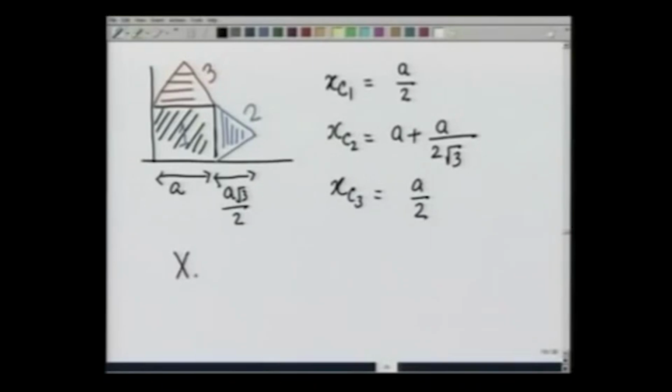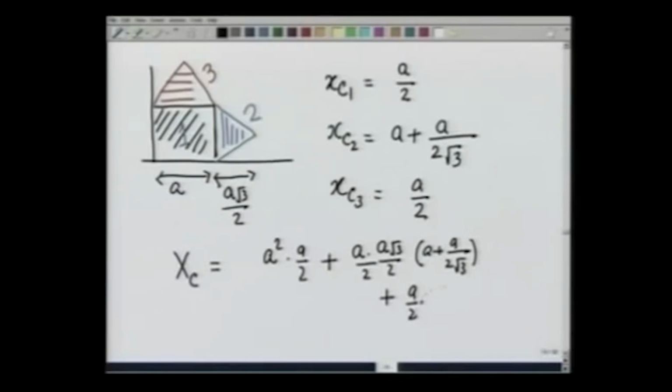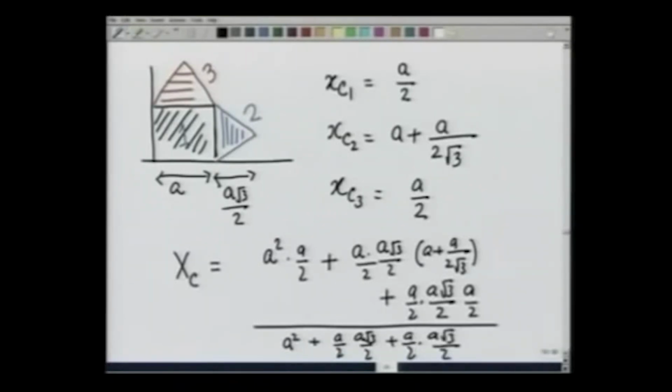And therefore, x_c of the entire assembly is going to be equal to the area of the first square, which is a squared, times a by 2, plus the area of the second one, which is going to be equal to the base, which is a, times the height, which is a root 3 by 2, divided by 2, that is the area, times x_c2, which is a plus a divided by 2 root 3, plus the area of the third one, which is a by 2 times a root 3 divided by 2, times a by 2, divided by the total area, which is a squared plus a by 2 times a root 3 by 2 plus a by 2 times a root 3 by 2. That is the formula for x_c.